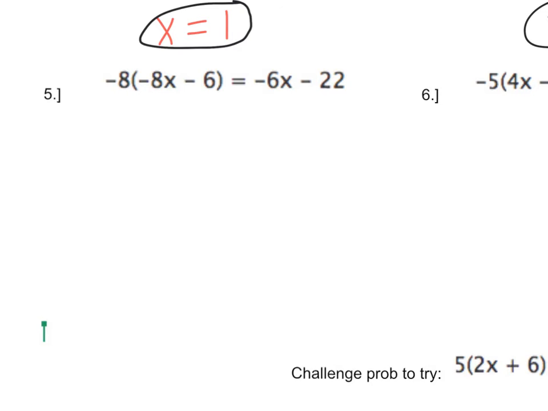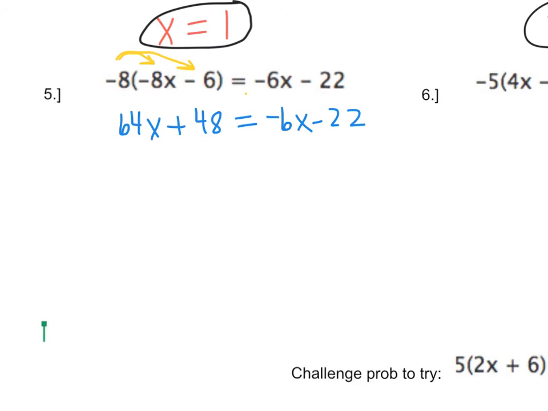So we're going to have to handle that first. Remember when we did the distributive property, it's multiplying the outside number by both items inside the parentheses. So our first step here is negative 8 times negative 8. A negative times a negative is a positive. So that's 64x. And then negative 8 times negative 6 is positive 48. And then I'm going to bring everything else down. So that's step 1. Clear the parentheses, use your distributive property.